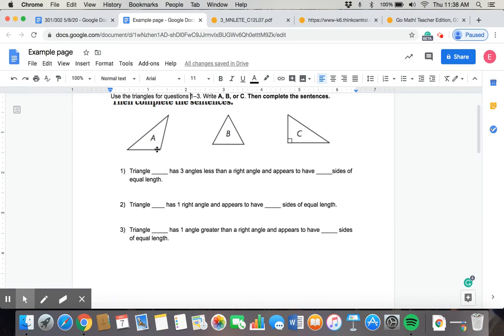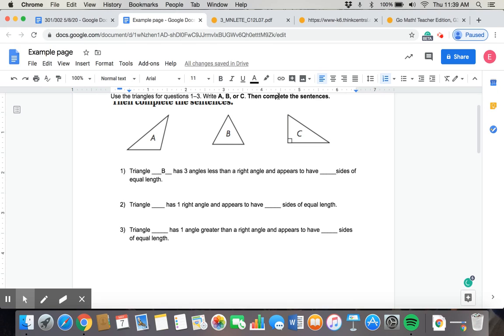Now I'm going to go and look at triangle A. This angle is less than a right angle. This angle is less than a right angle. But if I look at our angle right here in the bottom right, I can see this is greater than a right angle. So I know that A is not my choice. Now let me look at triangle B. I see the top angle is less than 90 degrees, or less than a right angle. The right angle is less than a right angle. And the left angle is less than a right angle. So it has 1, 2, 3 angles less than a right angle. So I will click here and I will fill in triangle B has 3 angles less than a right angle.